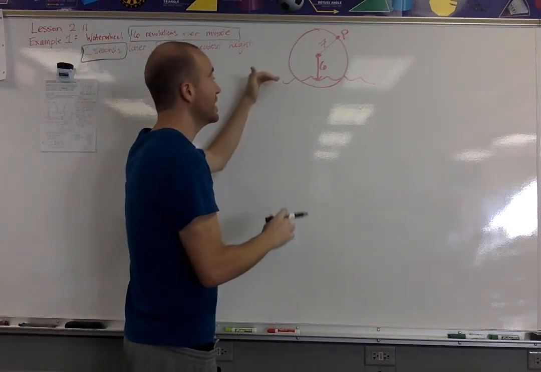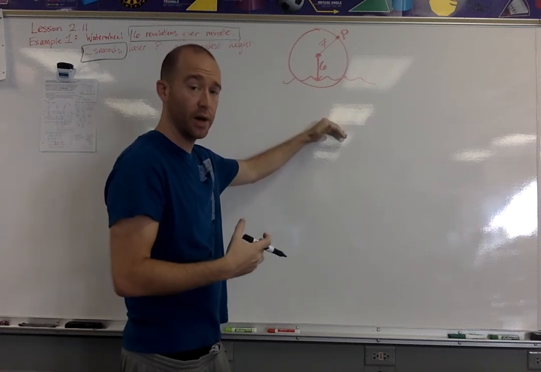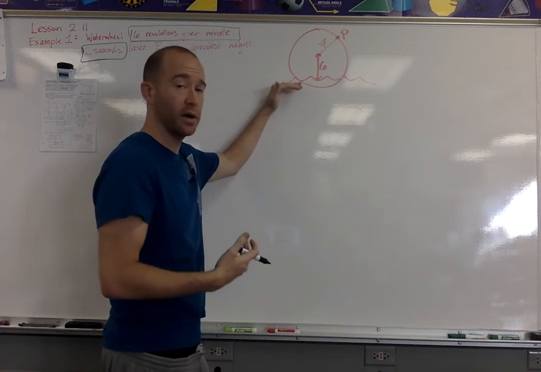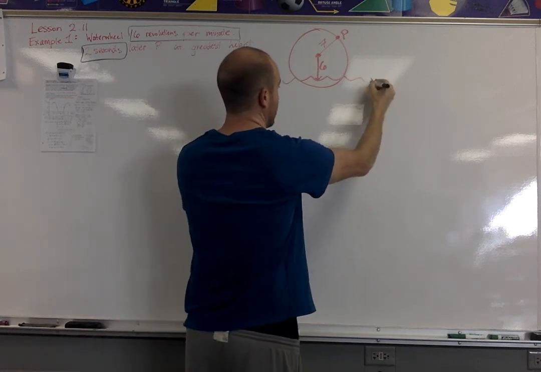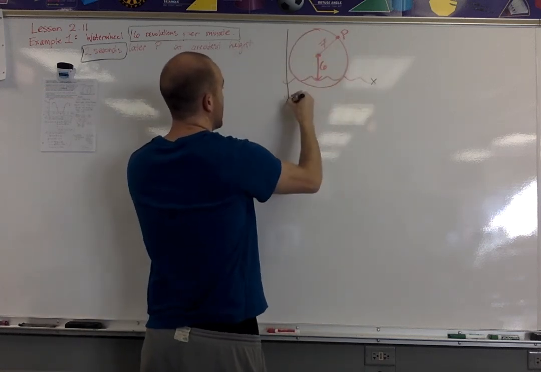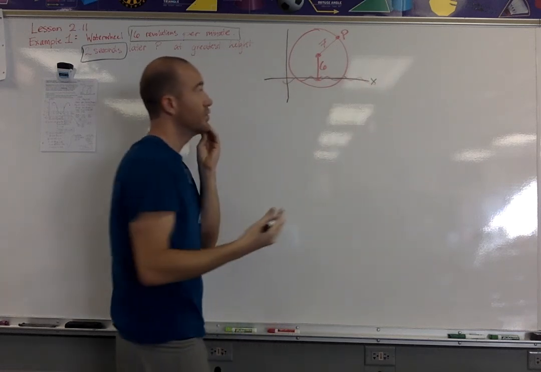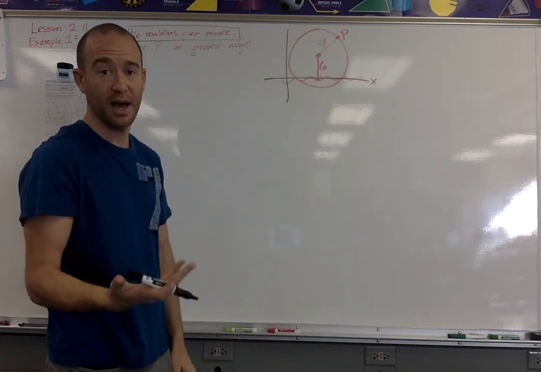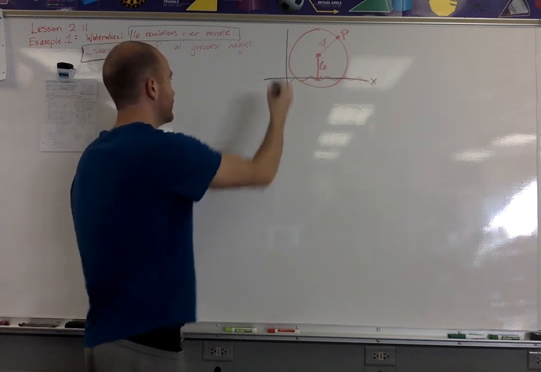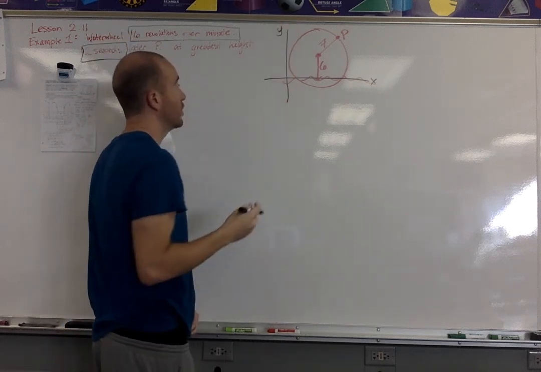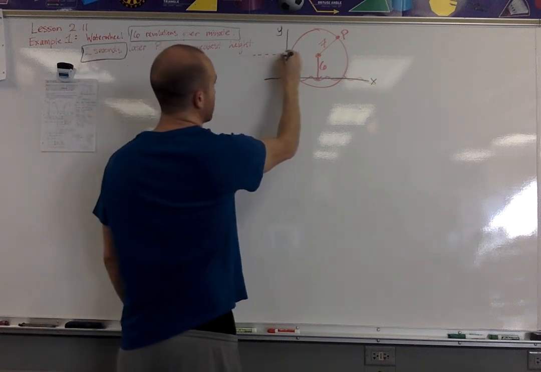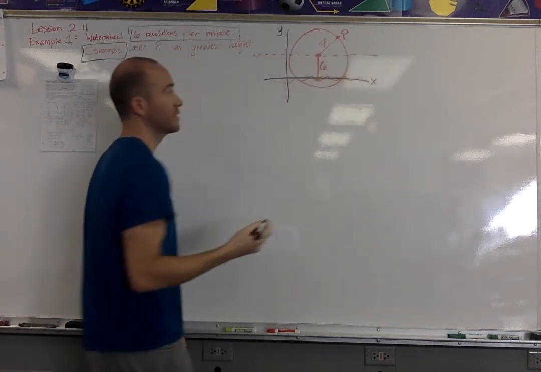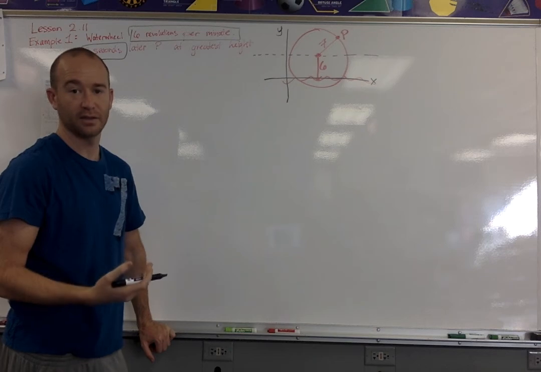When they say distance above the surface of the water, they're assuming that the water is the x-axis. So if the water is the x-axis and the wheel then makes your y-axis, the height of the wheel is your y-axis. And so what we can see here is the center of the wheel. The center of the wheel is going to create that sinusoidal axis for you.